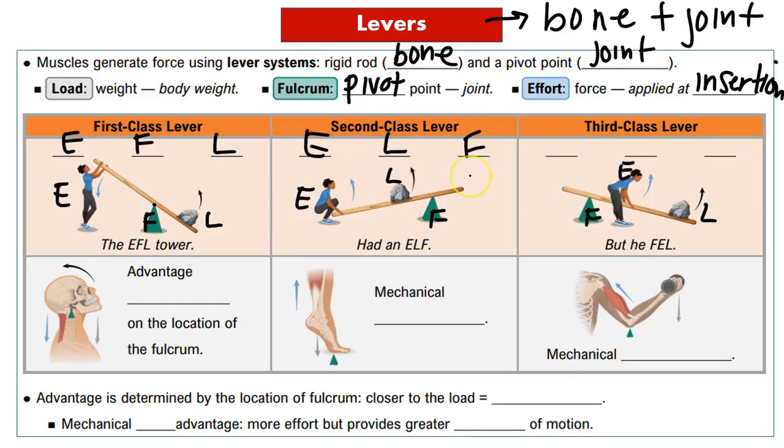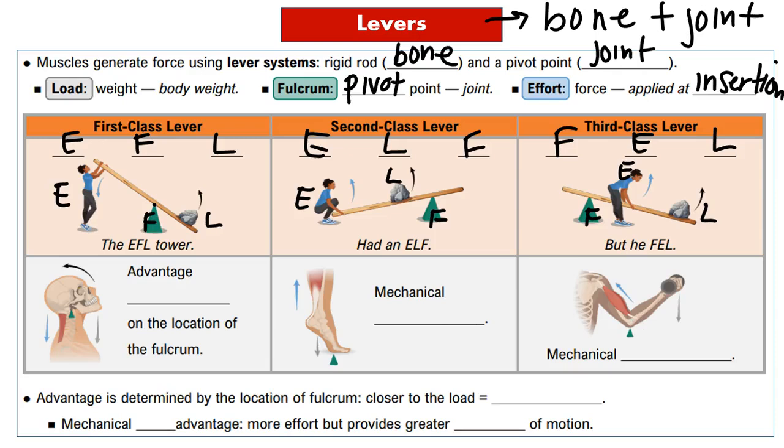Then you're going to have the fulcrum. And then finally, we have the third class lever, which is going to be FEL. First, you have the fulcrum. Then you have the insertion of the muscle, which is going to be the effort. And then you have the load. So you can say the Eiffel Tower had an ELF, but he fell. That's the way to kind of remember first class lever, second class lever, third class lever.